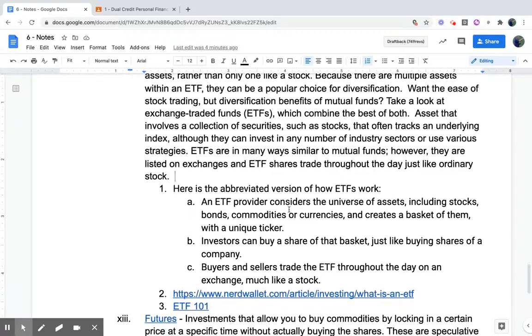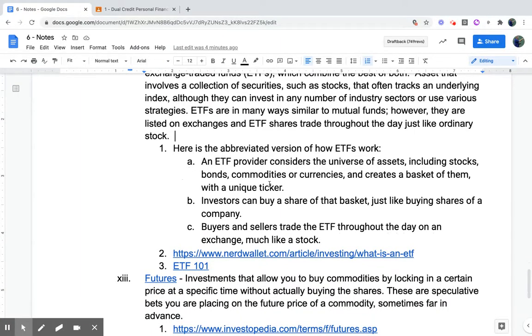So here's the abbreviated version of how ETFs work. An ETF provider considers the universe of assets, including stocks, bonds, commodities, or currencies, and creates a basket of them with a unique ticker. So they're creating this fund that has all these different things included in it. It could have multiple different stocks, some commodities, maybe bonds, and it's a way for an investor to put money behind all those different things. Investors then buy a share of that basket, just like buying shares of a company. Buyers and sellers trade the ETF throughout the day on an exchange, much like a stock. So there's a place where you can look them up.